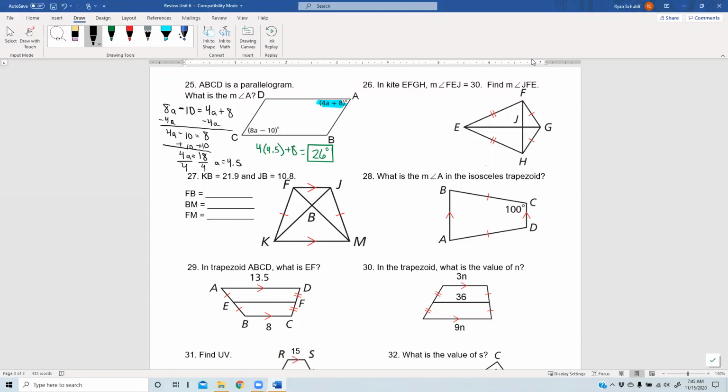Okay, number 26. It says in a kite EFGH, the measure of angle FEJ, so this angle right here, is 30 degrees. That's what I'm going to label it as, 30 degrees. Find JFE, this angle right there. Well, on a kite, what do the diagonals do? Intersect at a 90-degree angle.